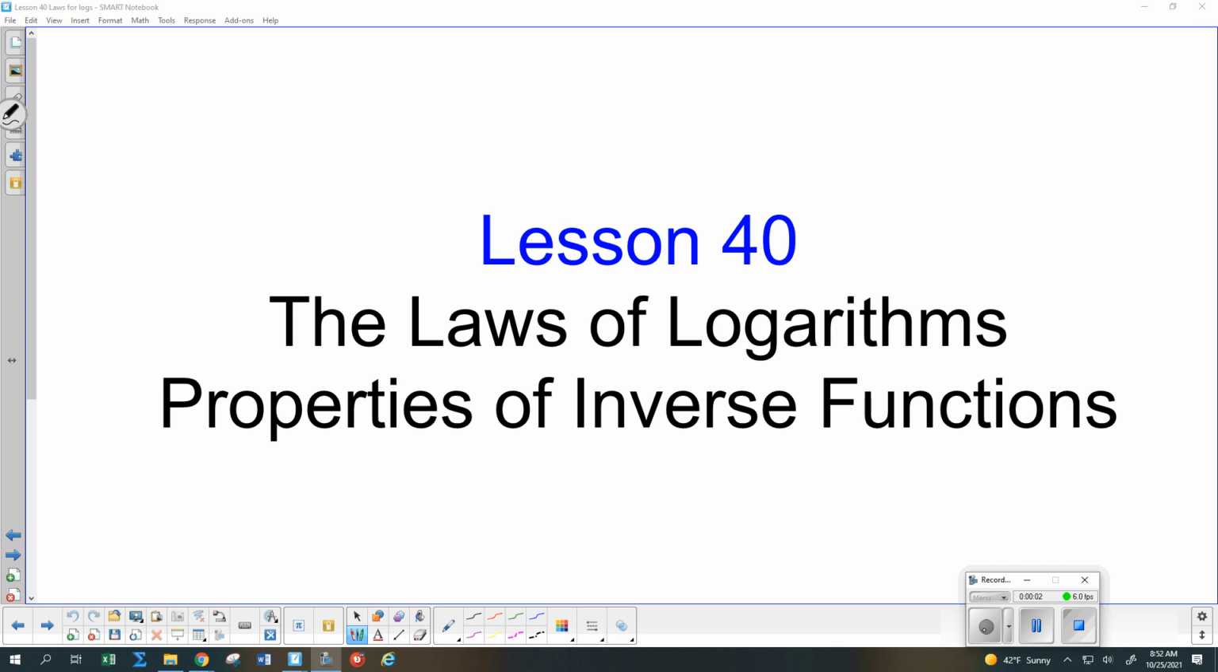We talked through the material in lesson 40, the laws of logarithms. Sound familiar to you? Most of this lesson will be reviewing these properties that you learned last year and used to solve logarithmic and exponential equations. So hopefully it'll come back pretty quickly. We also will talk about what I referred to from that one homework problem of verifying that functions are inverse functions.